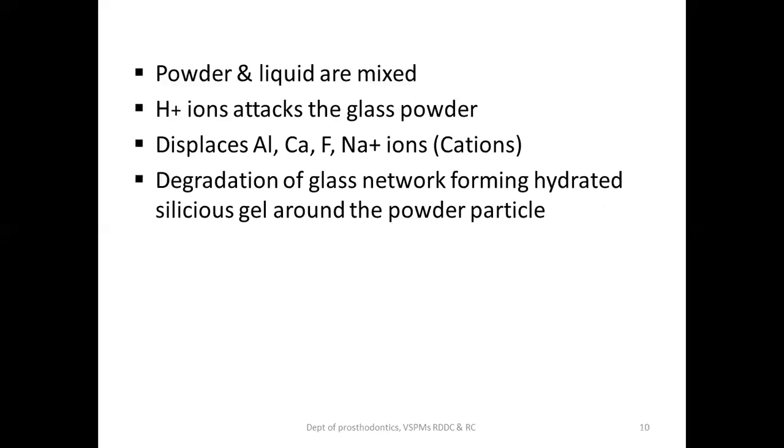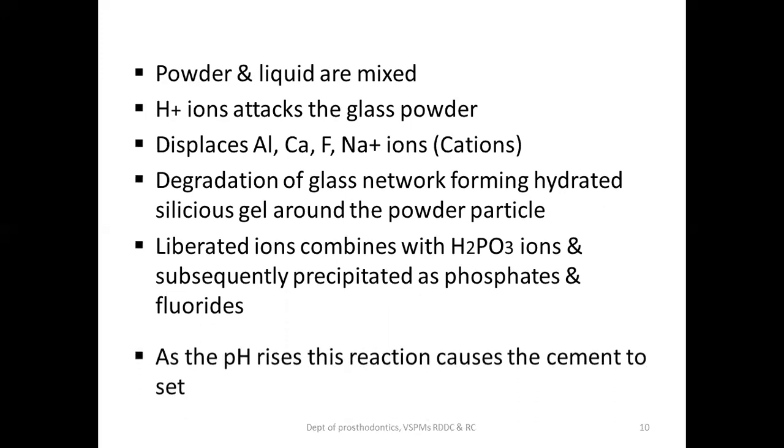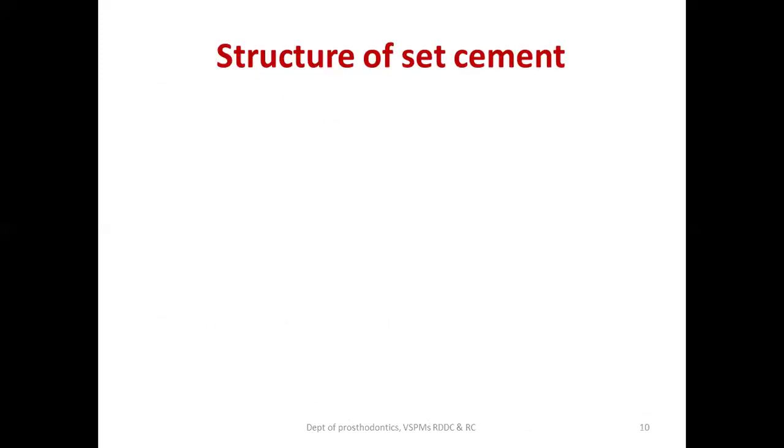This degradation of the glass network forms a hydrated silica gel around the powder particles, and these liberated ions combine with the H2PO3 ions, that is the phosphoric ions, and subsequently precipitate as phosphates and fluorides. As the pH rises, this reaction causes the cement to set.